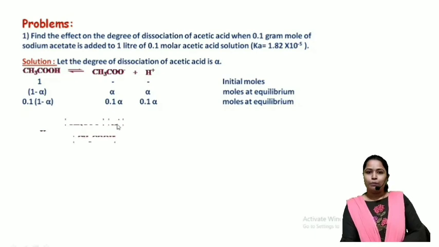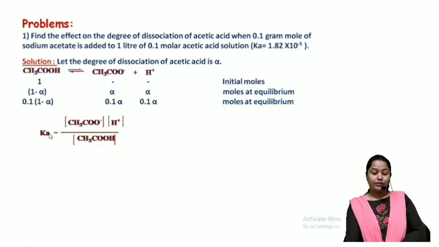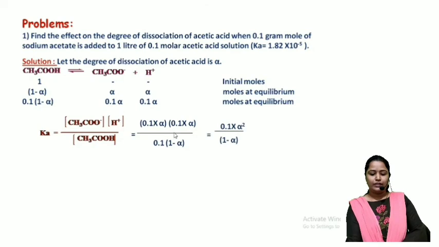Then if we apply the law of mass action, we get Ka equal to the product of molar concentration of acetate ion and H plus ion divided by molar concentration of acetic acid. Here we place the values of concentrations, that is 0.1 into alpha and 0.1 into 1 minus alpha, in that formula. We get 0.1 into alpha into 0.1 into alpha upon 0.1 into 1 minus alpha. 0.1 gets cancelled. Therefore, we get 0.1 into alpha square upon 1 minus alpha.